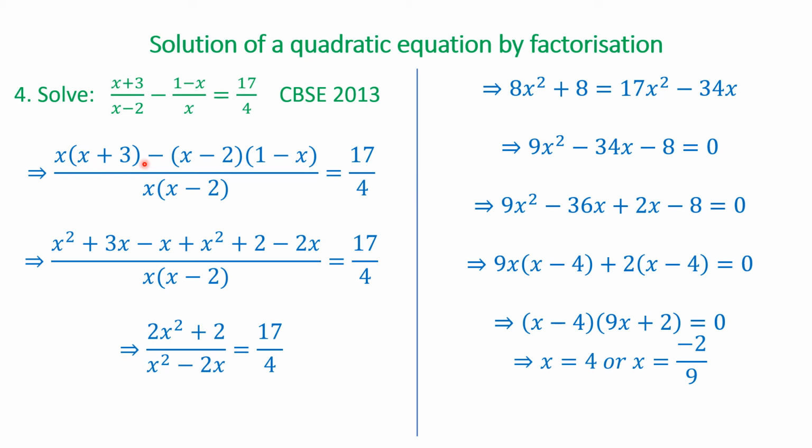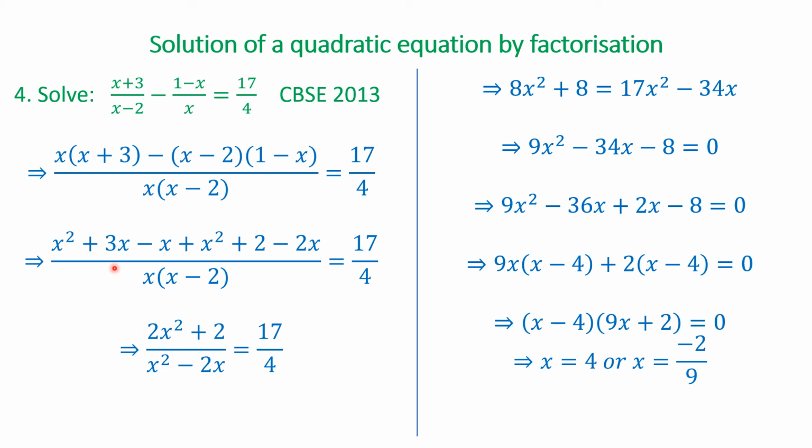17/4. I expand this, I will get x squared + 3x, minus x into 1 will give you minus x, and x into minus x will give me minus x squared, but again there is a minus sign over here, so it will become plus x squared. Minus 2 into 1 will give me minus 2, but when I multiply with the minus sign, it will give me plus 2. Minus 2 into minus x will give me plus 2x, but with this minus I get minus 2x.